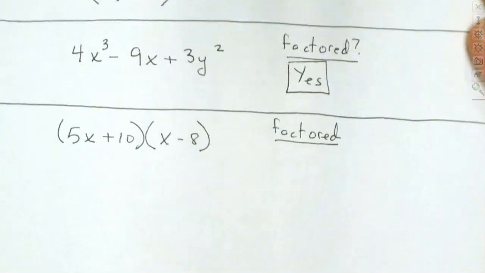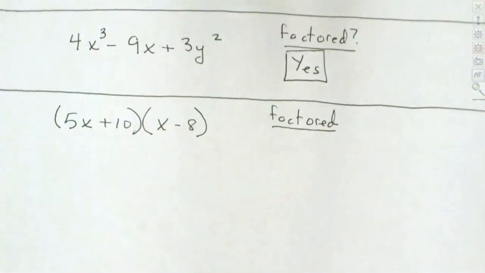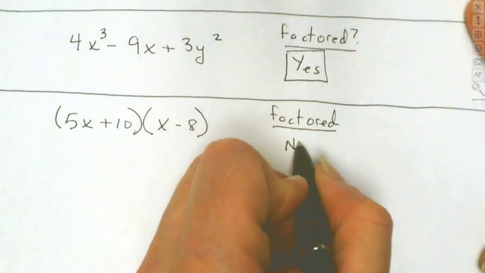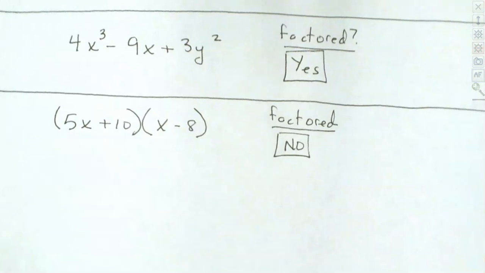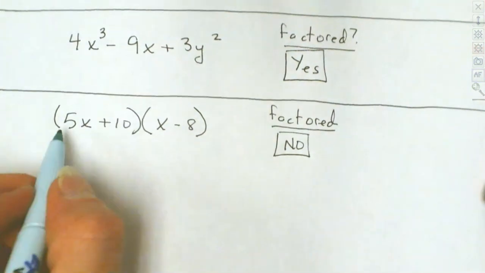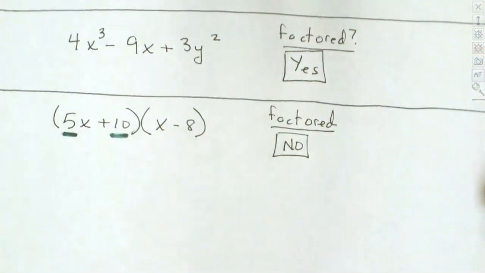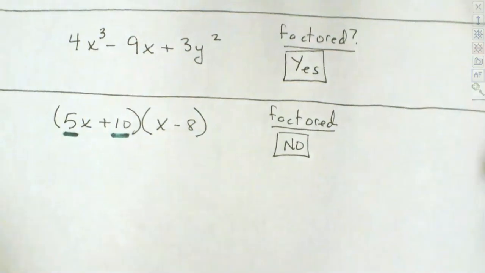Has this one been completely factored? Well, it's factored, but it's not completely factored. Why not? It has not been completely factored because look inside that first set of parentheses. Inside our first set of parentheses, we have a 5 and a 10. And what's in common with that 5 and 10? Well, 5 and 10 both have a 5 in common.